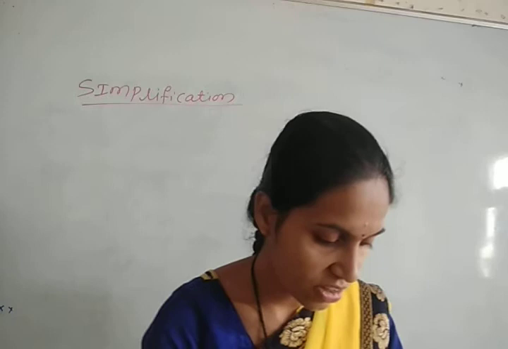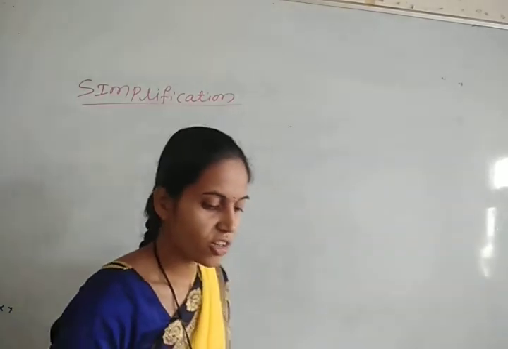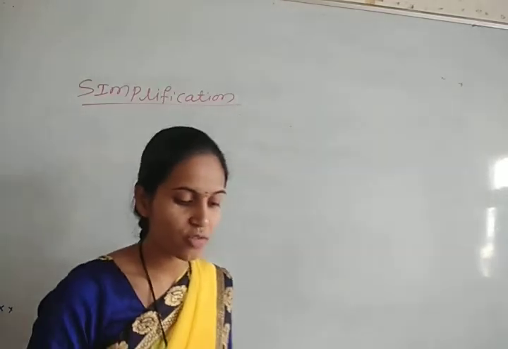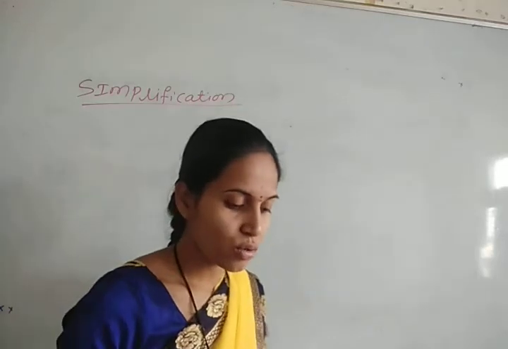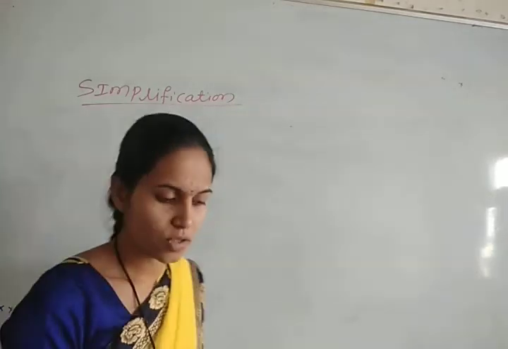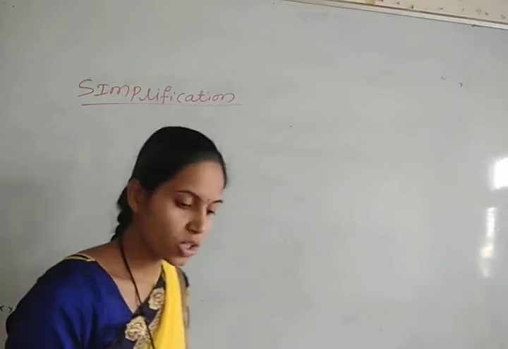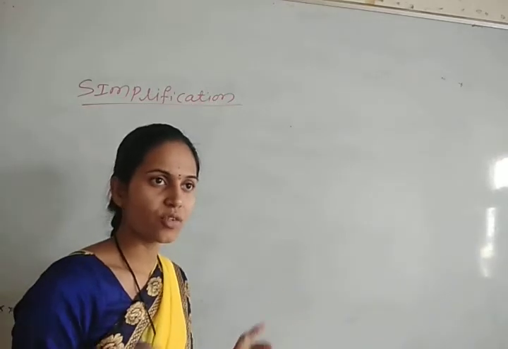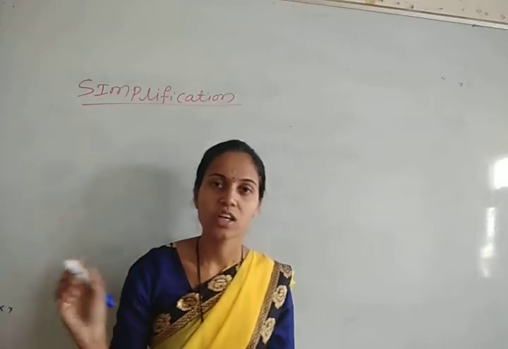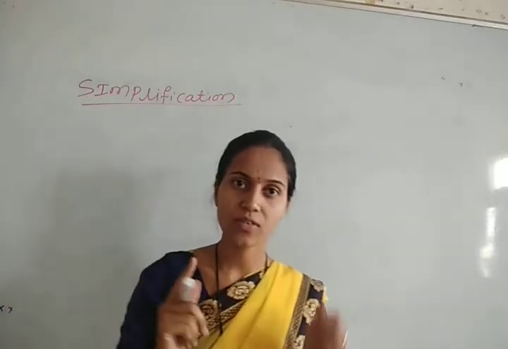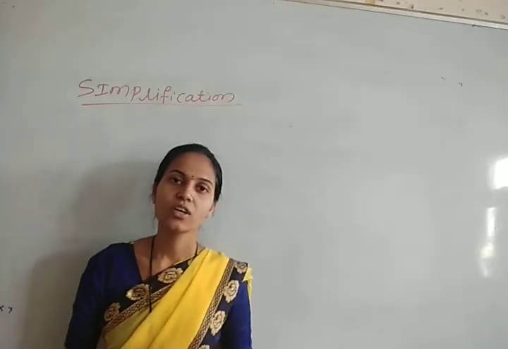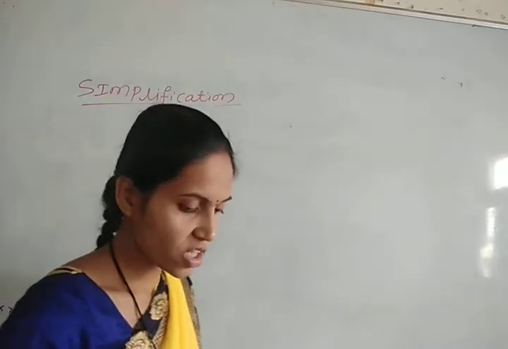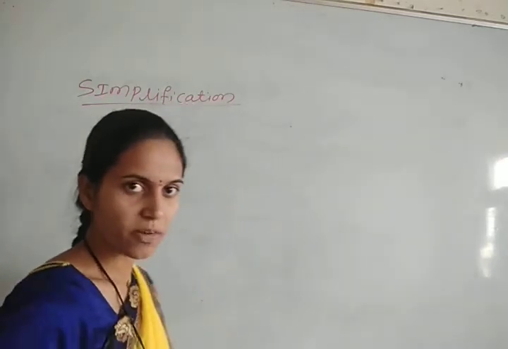So I will read the content given in the textbook. To simplify sums involving both addition and subtraction, first add and then subtract. To simplify the sums, meaning the problems, involving both addition and subtraction, first add then subtract. In any sum, if they have given you both addition and subtraction, what will you do first? You will do the addition first and then you should subtract. Now we will see one problem based on this, so you will get a clear idea about simplification.